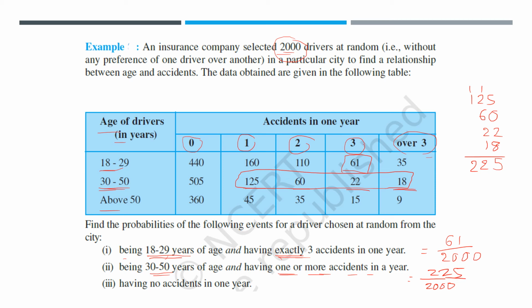Having no accidents in 1 year. Notice here that they didn't mention anything about years of age. So it doesn't matter whether it's 18 to 29, 30 to 50 or above 50. What matters is that the driver has no accidents. So 0 accidents. This is the column we are interested in. So how many here? We don't need to write this down separately somewhere else.